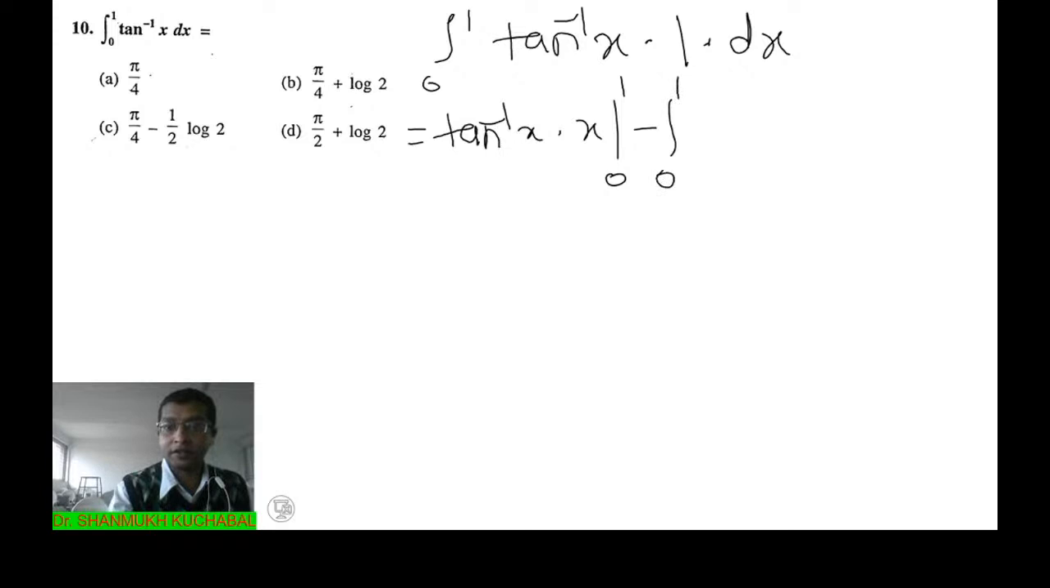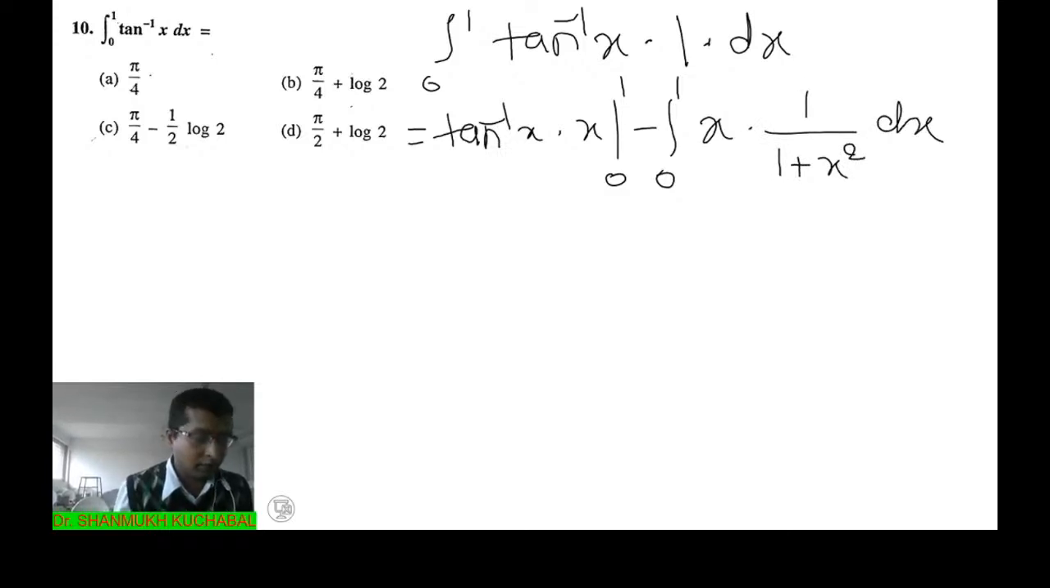Yes, first function integration, that is x. Now tan inverse x differentiation we have to find, 1 divided by 1 plus x square, and we have to write dx. Further, the value of x we take as 1, tan inverse 1 is pi by 4, and minus 0 we are going to get, so we will leave that.